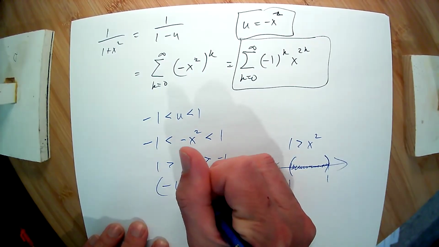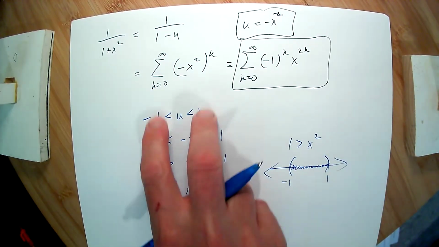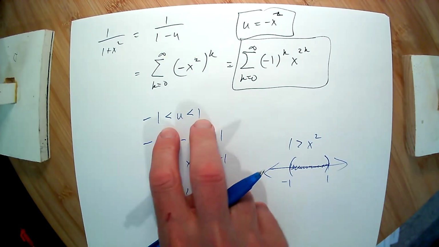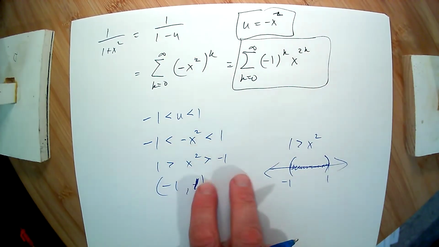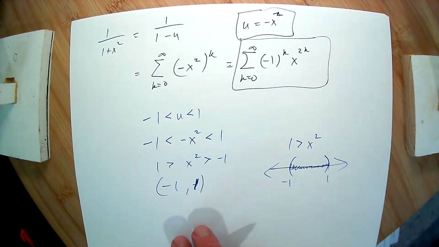The key thing is this substitution. I know the interval of convergence for this u. I have to substitute my value in here and then think about what that means in terms of x.